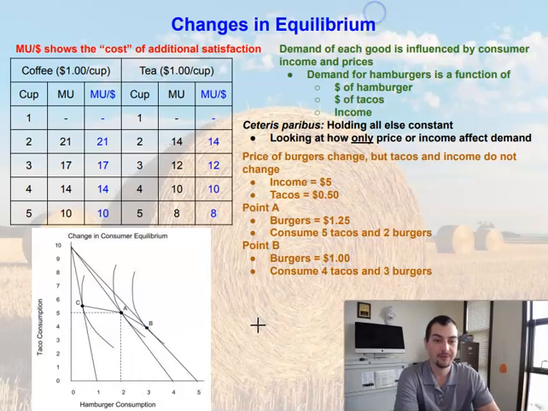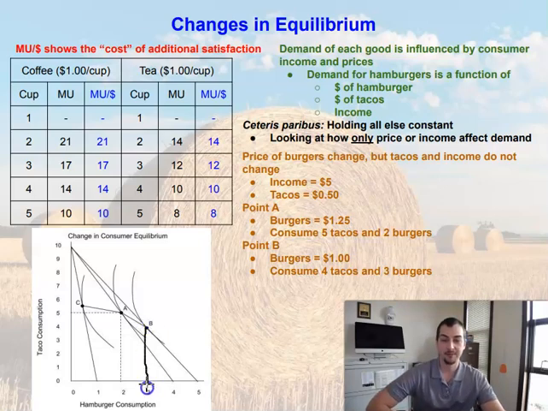So let's stop and think about what happened here. The price of burgers fell. Just think about this in your own life. If the price of burgers falls, what are you probably going to do? You're probably going to consume more hamburgers because they're cheaper. And we see that exact same thing happen. But you can only consume so much before you start to get full, right? So in this particular case, you actually consume fewer tacos.